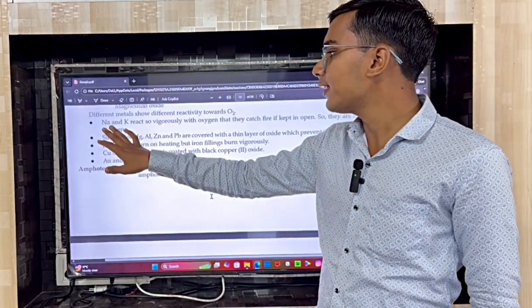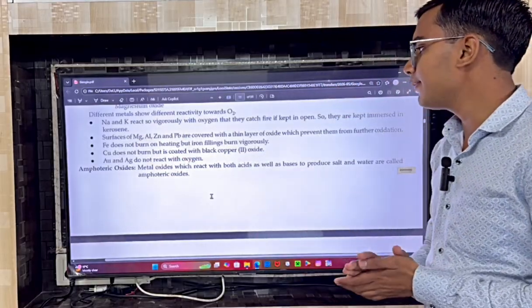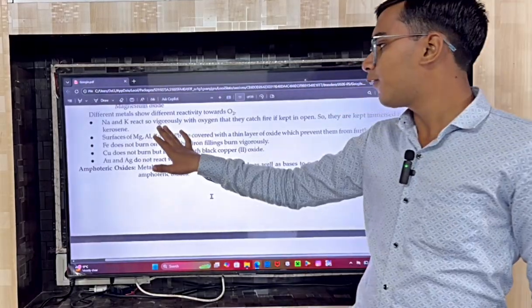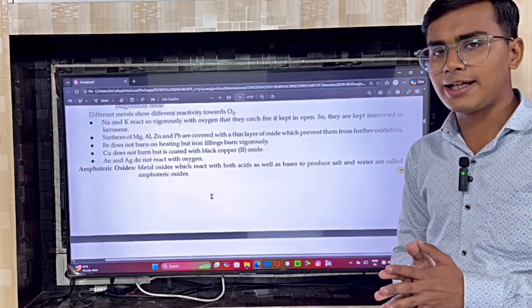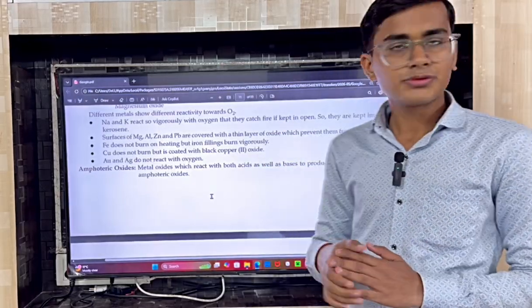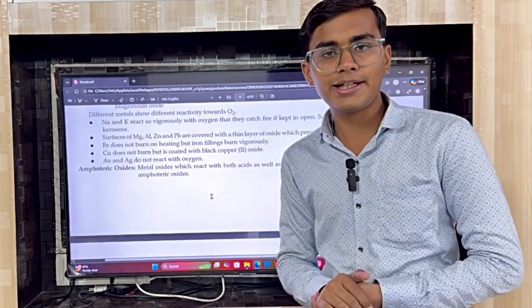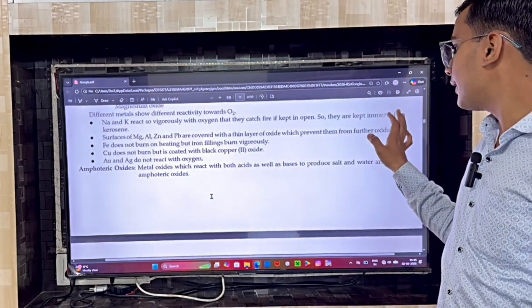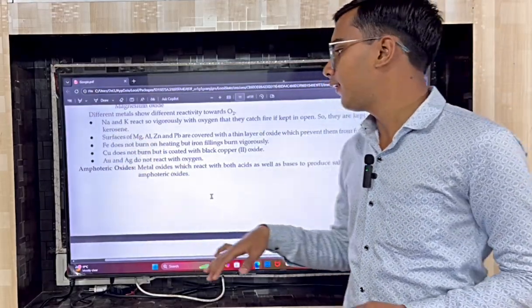If we take sodium and potassium, they react so vigorously with oxygen, very fast, that they can catch fire if kept in the open. If they are kept in a tightly packed airtight container, they cannot catch fire, so they are kept in kerosene.